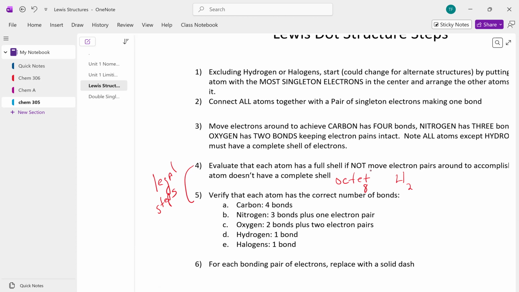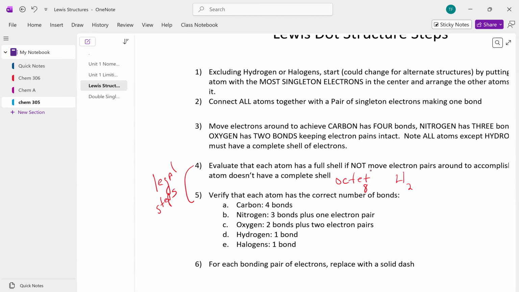So basically these are like rules. Any molecule created, carbon will always have 4 bonds. That's just how it works, because of the way the valence electrons are laid out. The valence electrons are in either singletons or pairs, and the only bonding can take place with a singleton.